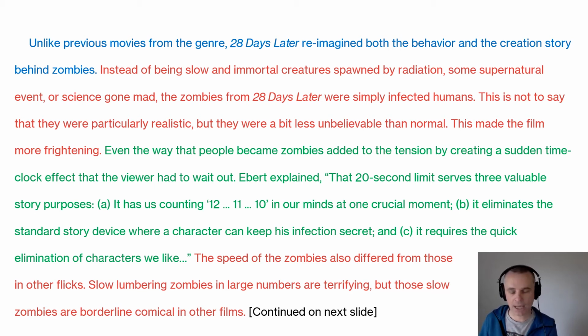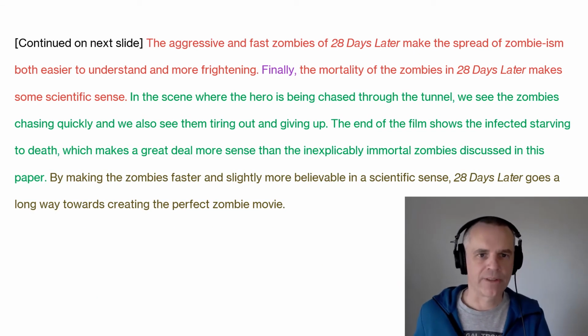And then I shift back into some analysis, concept development. The speed of zombies is different from other flicks, so clearly I'm talking about the other movies there. Slow lumbering zombies in large numbers are terrifying, but those are borderline comical. So again, that's kind of like a whole paper concept development. It doesn't relate specifically to the evidence, but it does prove the point I'm making in this paragraph and in the paper in general. This is a continuation of that same paragraph.